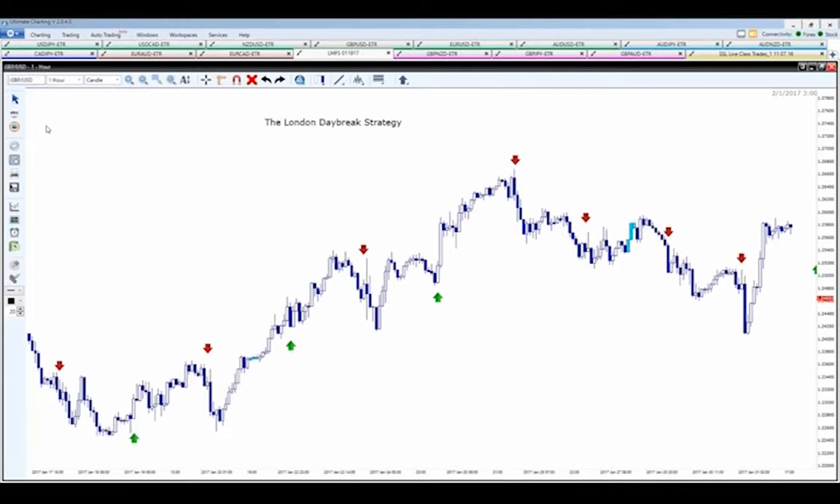So the strategy I'm about to show you gives you the ability to take advantage of this directional movement very simply. So let's go ahead and bring this forward here.